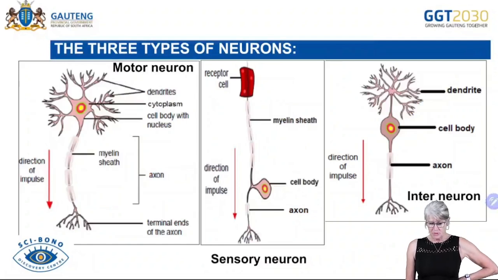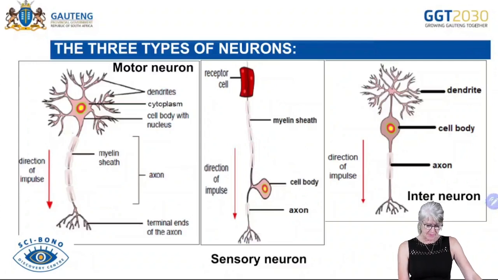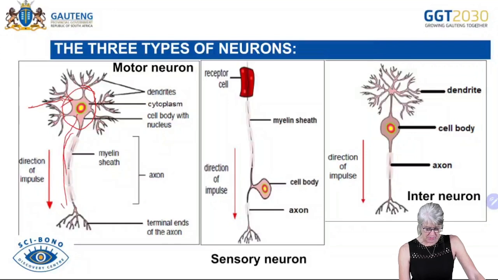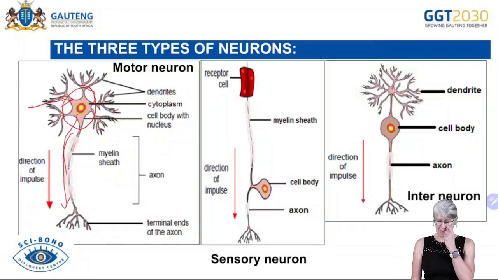As I said, we have a look at them in the context of how they function. So the first one is a motor neuron, and a motor neuron usually is a multipolar neuron. So it has several dendrites that enter the cell body, and then it has an axon that leaves the cell body. Remember, this is the cell body. And the direction of impulse is always from the dendrites into the cell body, and from the cell body out towards the terminal ends of the axon.